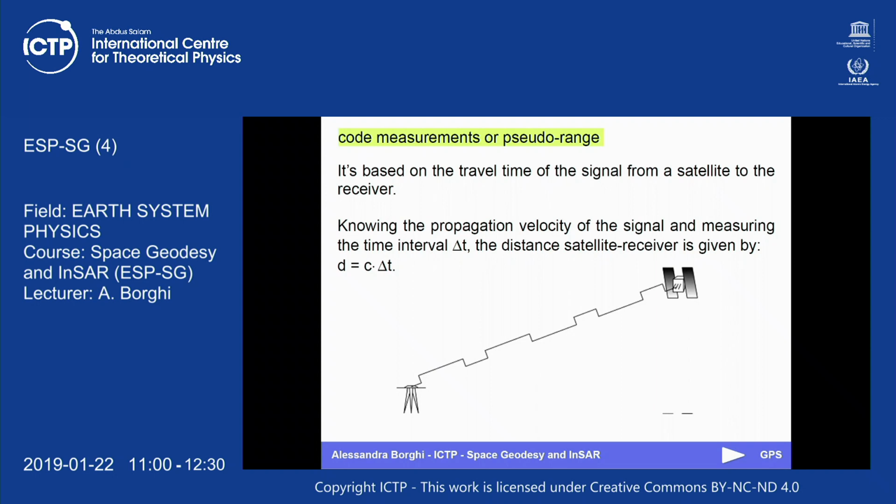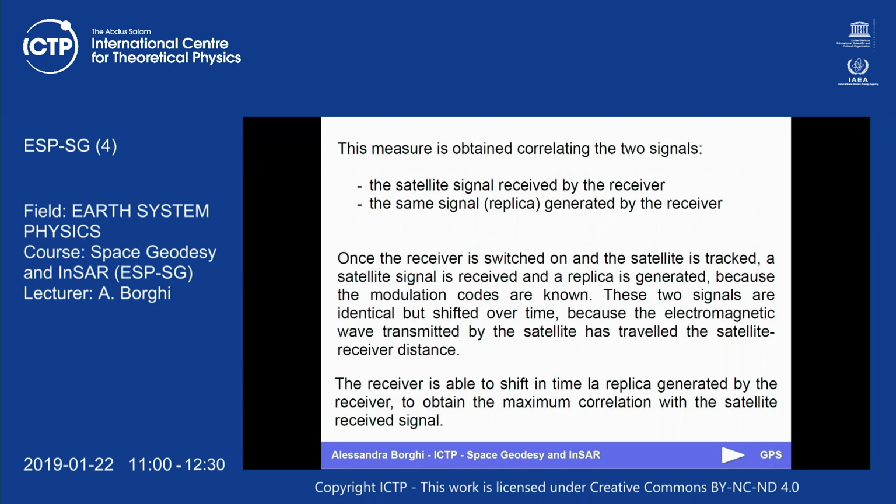We are able to measure the travel time of the signal arriving from the satellite thanks to the code. If we know this travel time, we multiply it by the light velocity, the velocity of the electromagnetic wave, and we obtain the distance, in theory, between satellite and receiver.